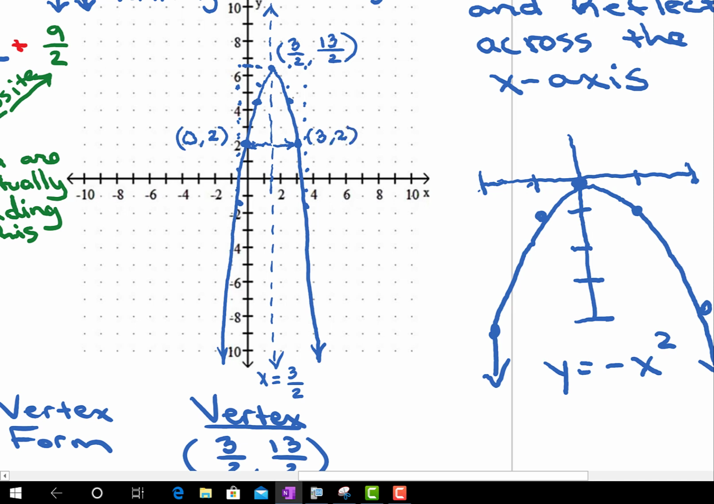And these other points that I have right up here, let me go ahead and write this in. This looks like it's going to be at 2.5, comma 4.5. And this other point that's on the opposite side is going to be at 1/2, comma 4.5. So there is our parabola, and I went ahead and drew the axis of symmetry and labeled it with x equal to 3 halves. Okay.